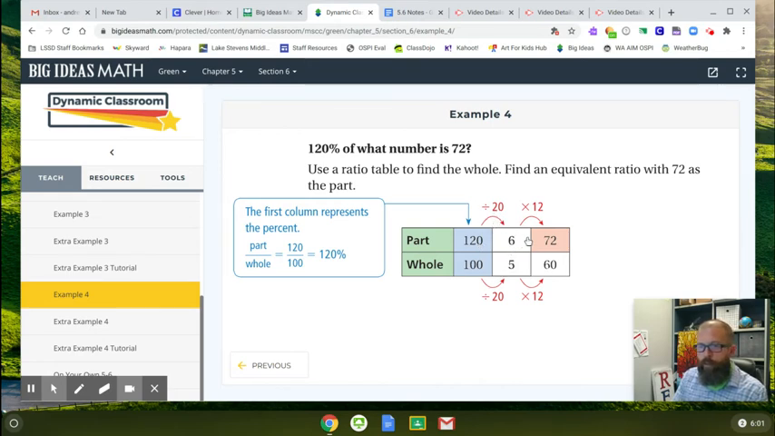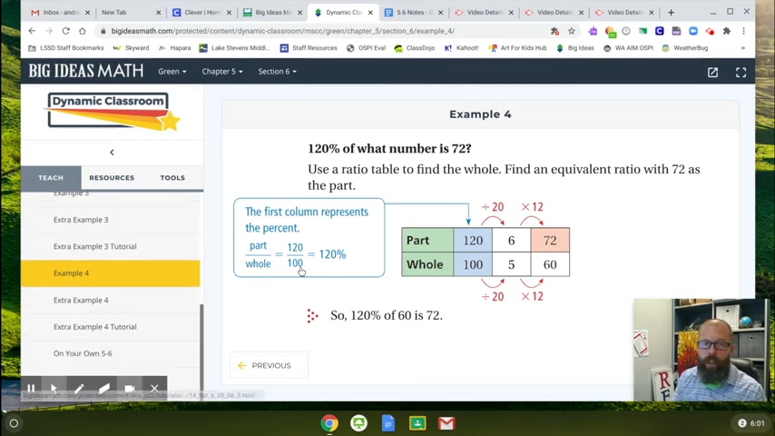And now in order to get from 6 to 72, we multiply by 12. And we also multiply by 12 on the bottom. And we get 60. So 120% of 60 is 72. Now, that's a lot of stuff. You might have to pause it to kind of catch how it all works. But the reason we went to 6 over 5 on this was because 6 goes into 72 evenly. Okay? Make sure you keep these notes handy because you're going to need them.